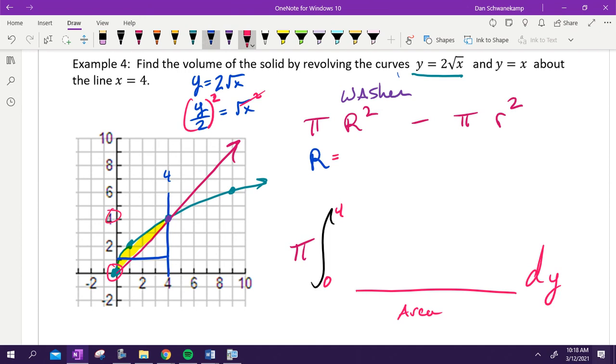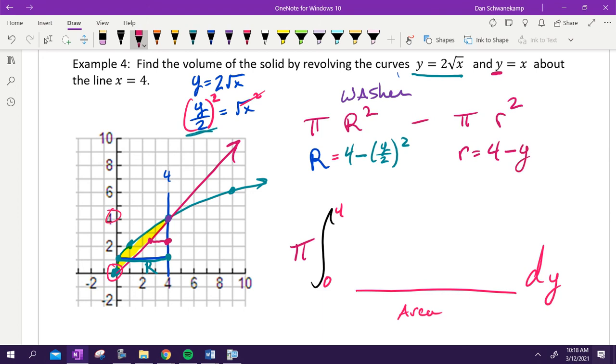So my big radius goes from the right line, which is 4. We started here and we went over to there. That is big R: 4 minus that line right there, which is that guy, y over 2 squared. That is my big radius. Then I'm going to find my little radius. My little radius goes from the middle to the inside line. So my little r is 4 minus the inside line, which luckily for us is just y.